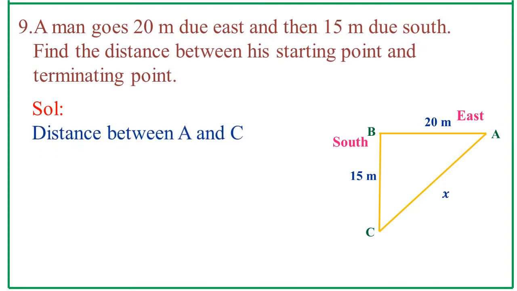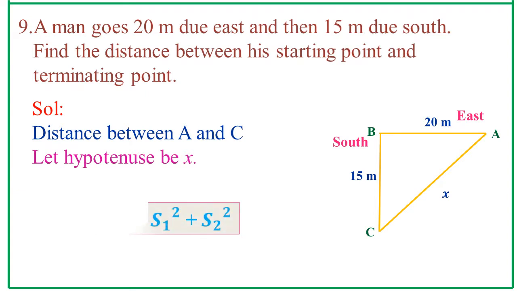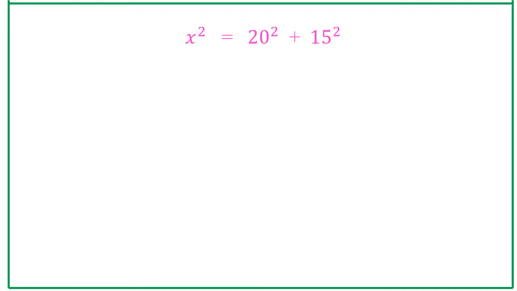Let us find the solution. Distance between A and C. Let hypotenuse be x. Use Pythagoras formula h squared equal to s1 squared plus s2 squared. A man goes 20 meter due east, then 15 meter due south. Find the distance between his starting point and the terminating point. Use Pythagoras theorem. Hypotenuse squared equal to side 1 square plus side 2 square. Here two sides are given. We need to find hypotenuse, that means x.